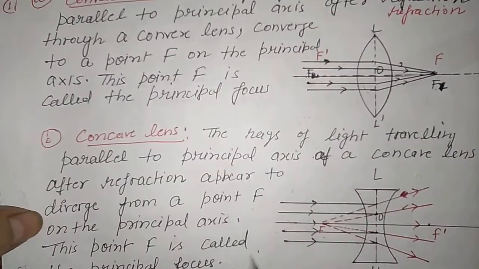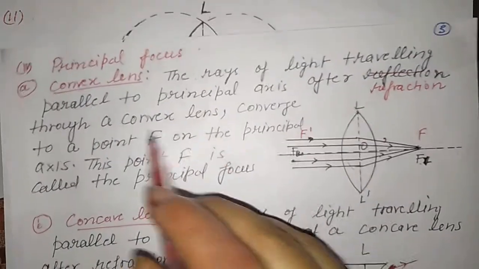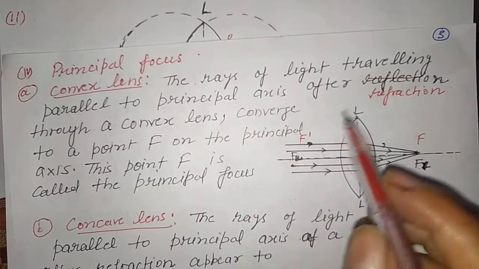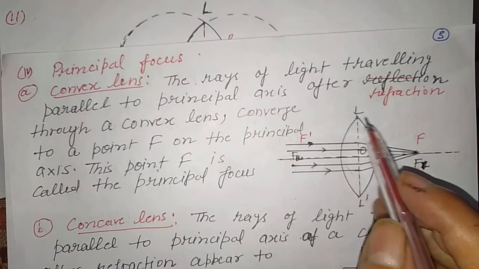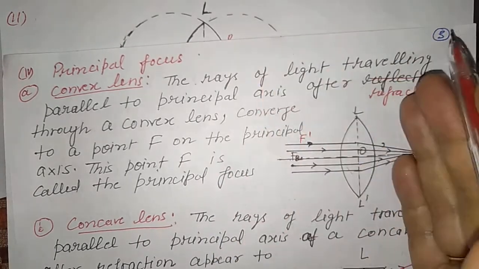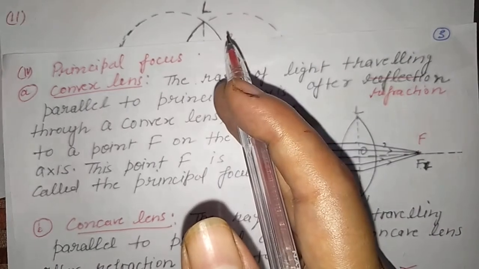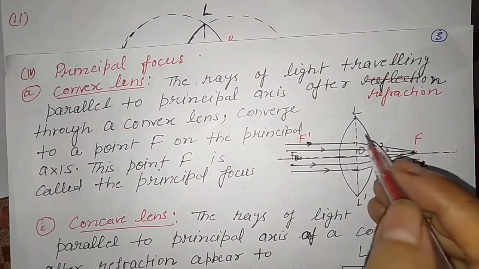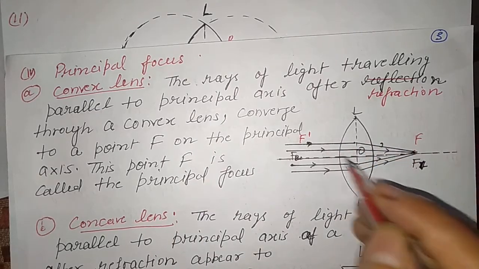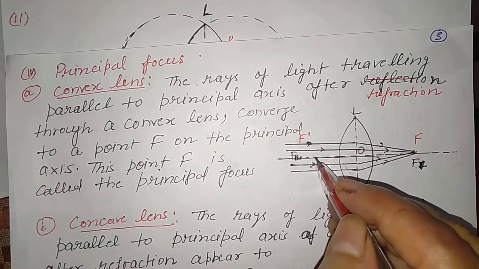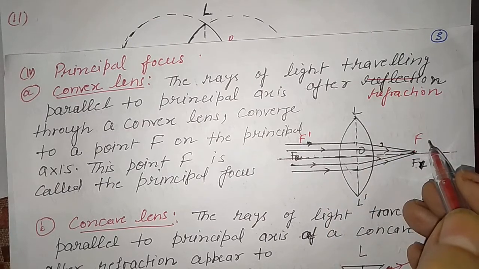One more thing: if a parallel beam of light is incident on the convex lens from the right side, it will converge to a point F dash. If the rays come from this side, they will converge here. So that side is known as F, and the other side will be known as F dash.